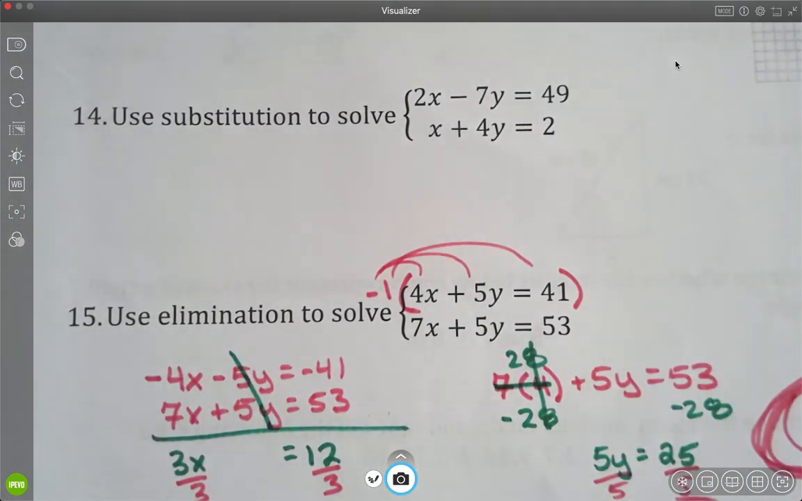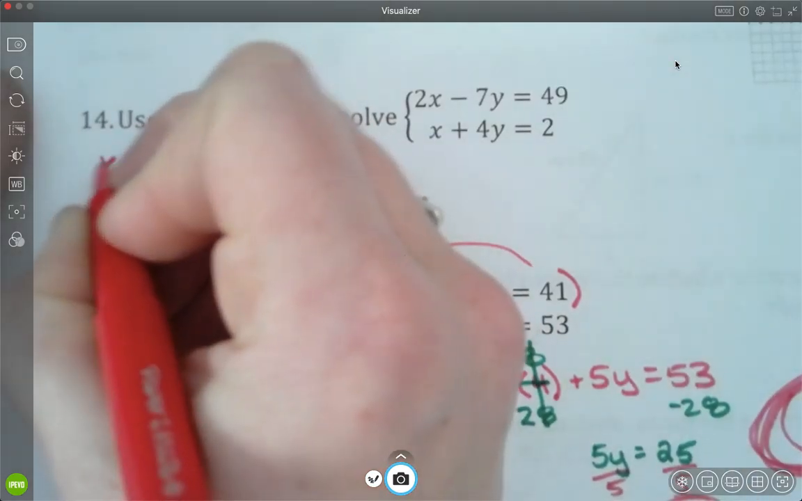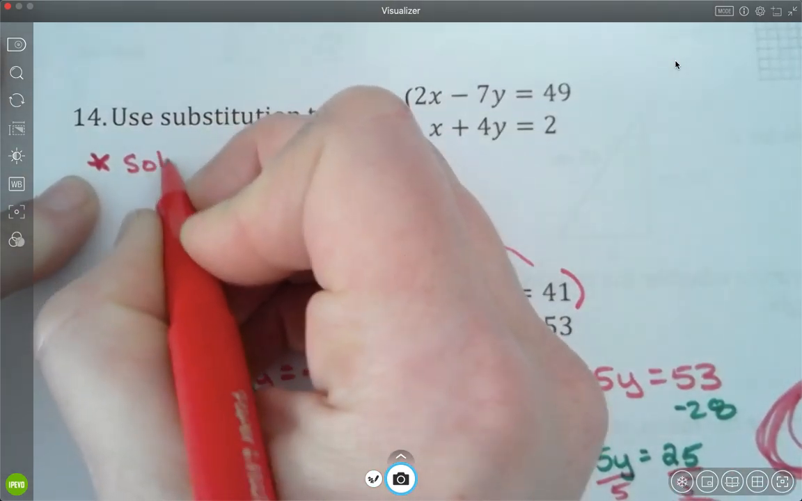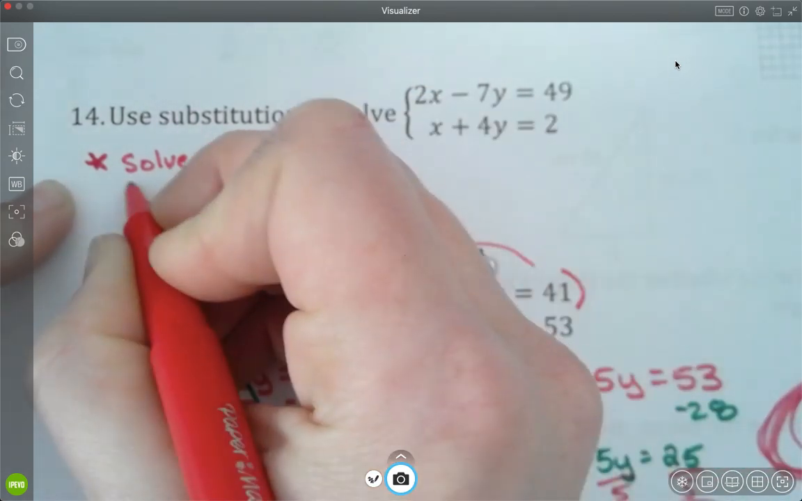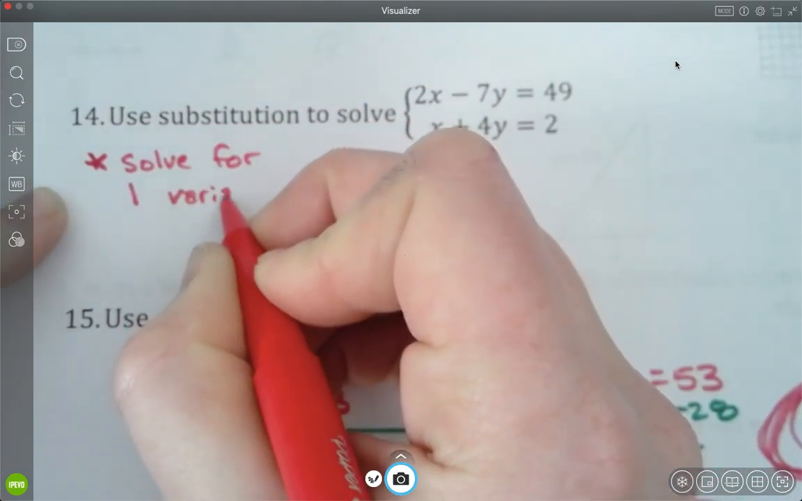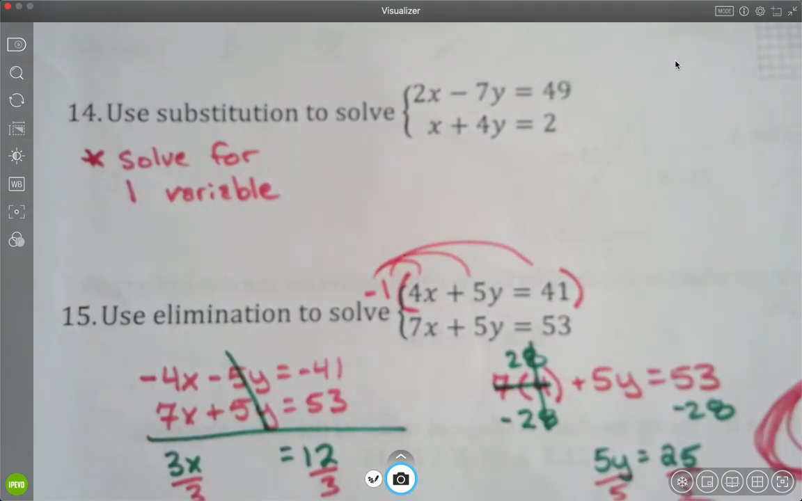Now we're doing that same procedure again. We're still trying to solve for that x and y, but now we're doing it by substituting. The first thing that we have to do is solve for one variable. So when we solve for one variable, we have 4 options.